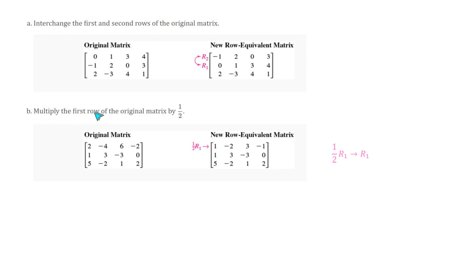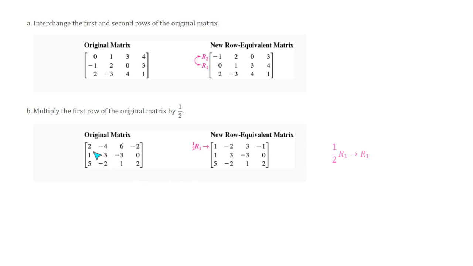The next one is multiply the first row of the original matrix by a half. The symbol for that is 1/2 times R1, where R1 just stands for row 1. And then you're going to see an arrow. The arrow means that we're going to put it back into the first row here. So we're going to take 1/2, multiply it times row 1, and whatever answer you get, you're going to place it back in row 1.